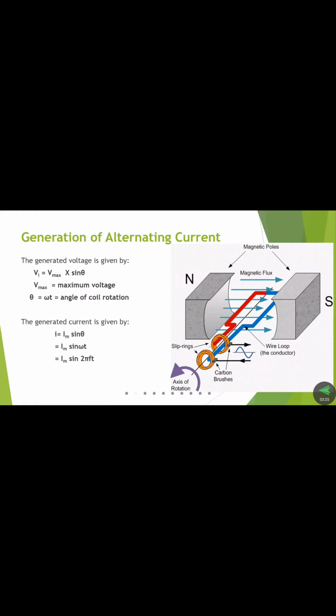But mostly we consider the clockwise direction. So there is some mistake given in the diagram. Right. So always it is rotated in the clockwise direction. For producing the electrical energy, we are considering the clockwise direction.